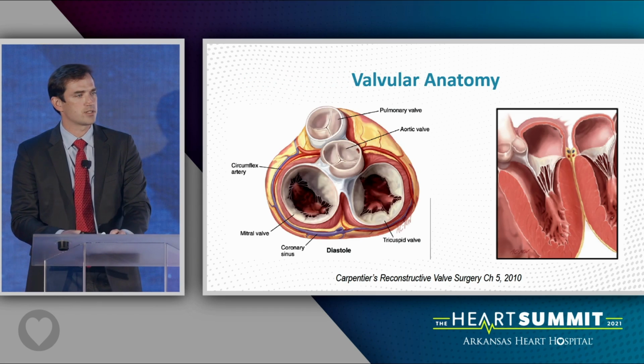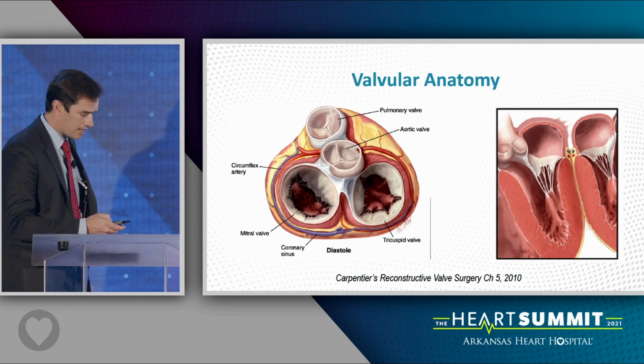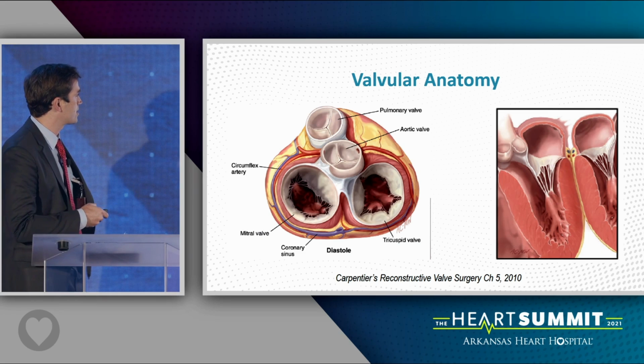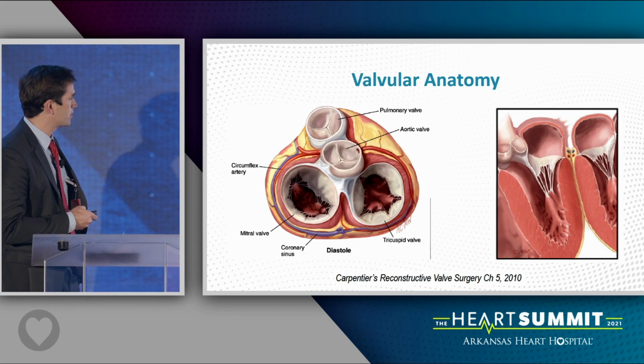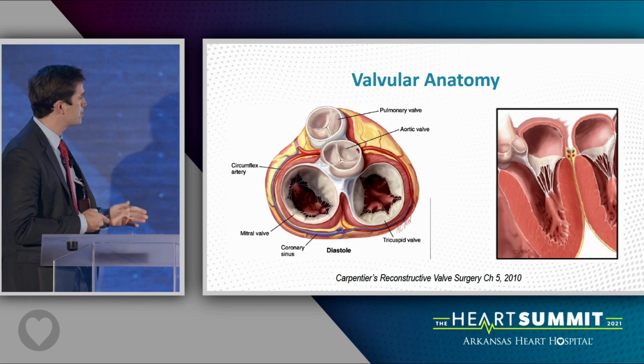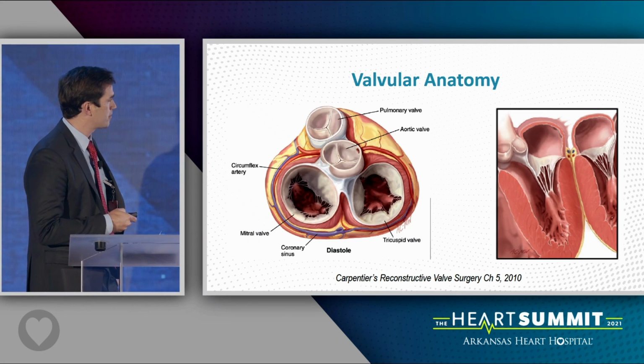This slide here is just a quick review of valvular anatomy. So the picture on the left here just shows the cross-section at the level of the aortic and pulmonary valves. And what you should note is that the aortic valve is really at the center of everything. There's very little tissue that actually separates these valves from each other, so that infection that sets up in one valve can easily spread to another.